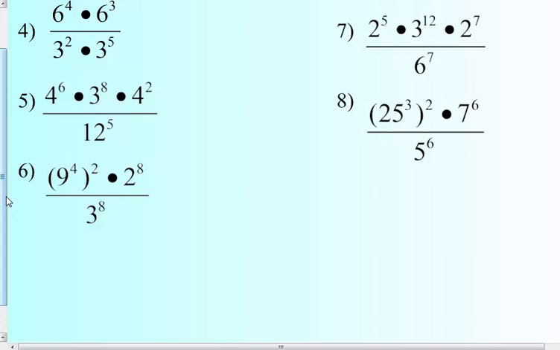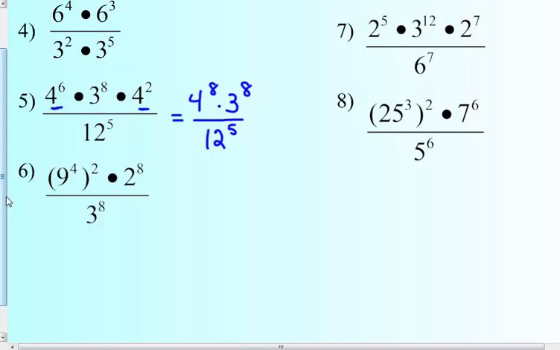Let's do number 5. Number 5, I see that it does have a product of a power in it. So I'm going to keep the base of 4 and add those exponents. 4 to the 6th times 4 to the 2nd. 6 plus 2 gives me 4 to the 8th. Times 3 to the 8th. All over 12 to the 5th.